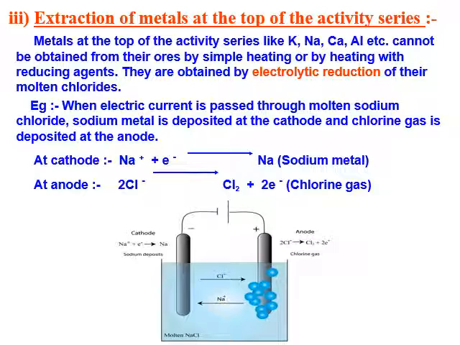How will we do the electrolytic reduction? When electric current is passed through molten sodium chloride, NaCl, sodium metal is deposited at the cathode and chlorine gas is deposited at the anode. At the cathode, sodium accepts electrons and forms sodium metal, and at the anode, chloride releases electrons and forms chlorine gas.